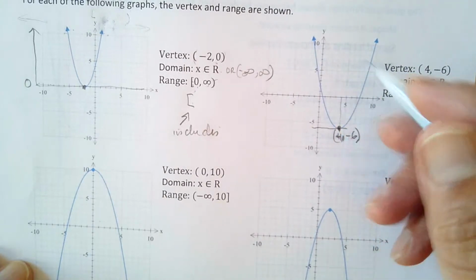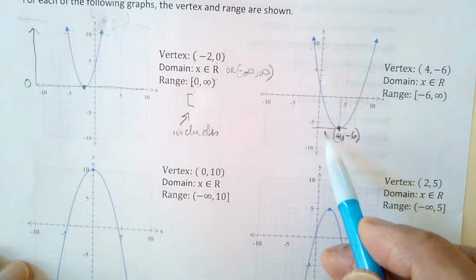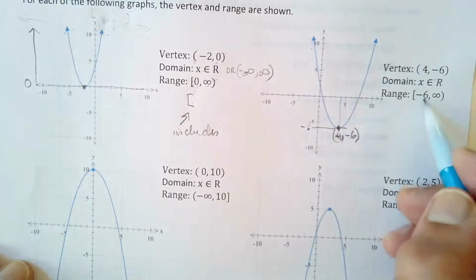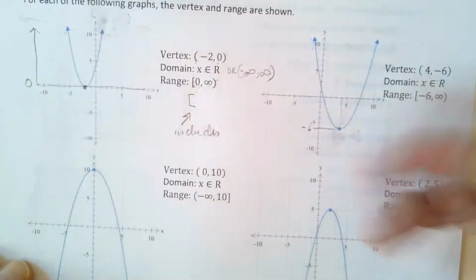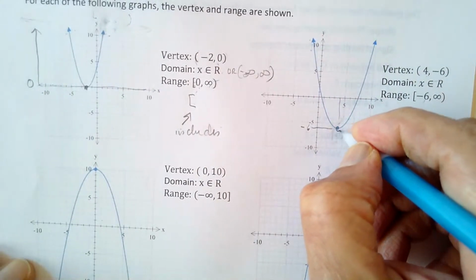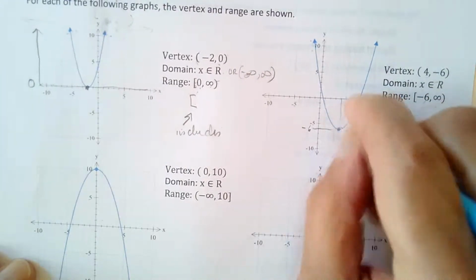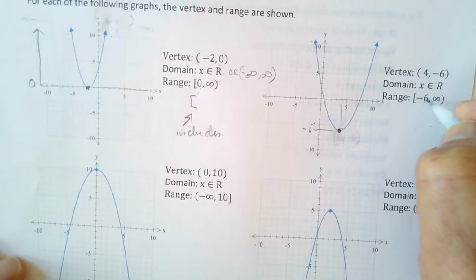So your domain now is all the real numbers because it's going left to right, but the range is from -6 to infinity, including -6. By the way, if it didn't touch -6 here, you would have seen something different, but that's not the case here. Here, it touches it, so we say -6 to infinity.